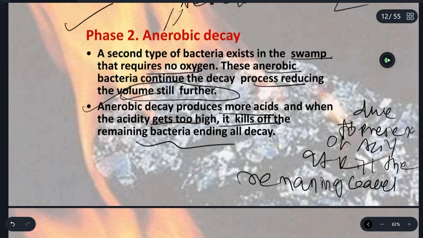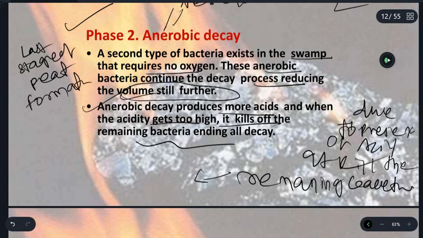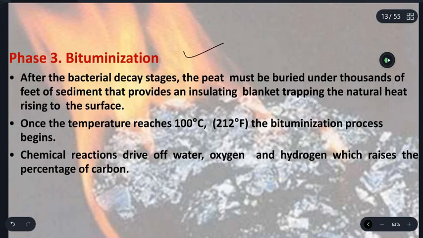बैक्टीरिया, ठीक है. और इसके बाद ना बैक्टीरिया प्रेजेंट ही नहीं होगा. So this is the last stage of peat formation, in which all the bacteria are killed, okay, due to the acid activity. So this is the bituminization for the coal formation.